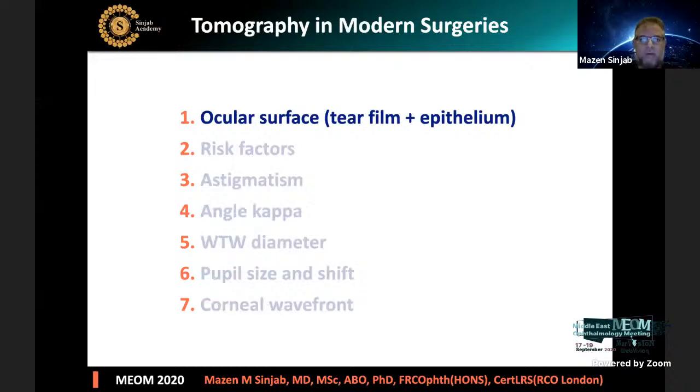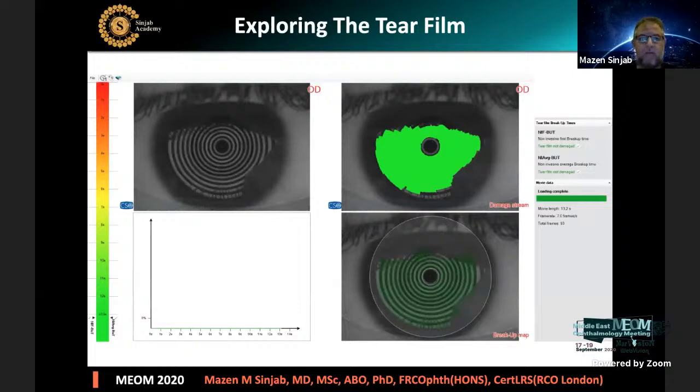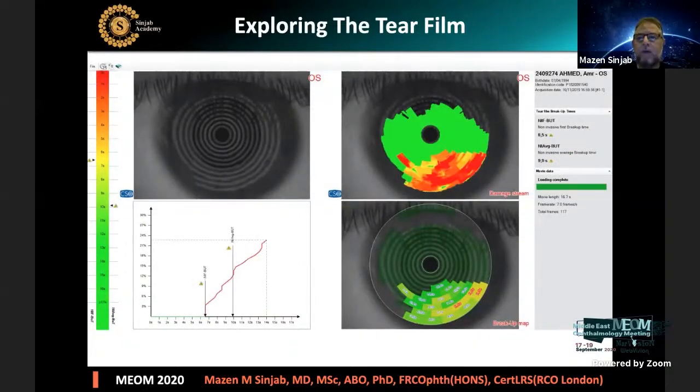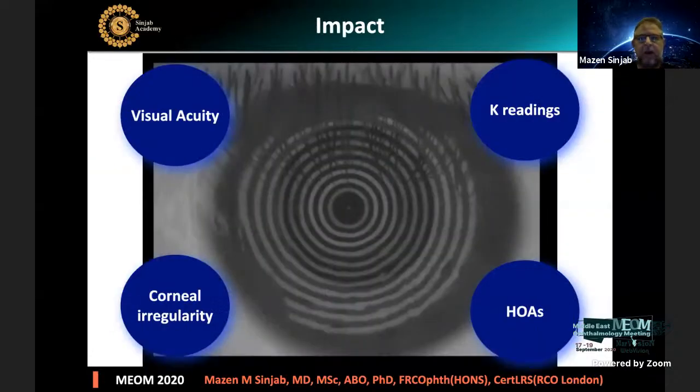For the ocular surface, of course, measuring the non-invasive tear film breakup time is very important, as Dr. Rohit mentioned, because whenever the tear film breakup time is abnormal, this will affect not only laser-based refractive surgery, but also the results of premium lens implantation in both lens-based refractive surgery and modern cataract surgery. Why is that? Because dry eye affects visual acuity, it affects the accuracy of K readings, it causes corneal irregularities, and it induces high-order aberrations.